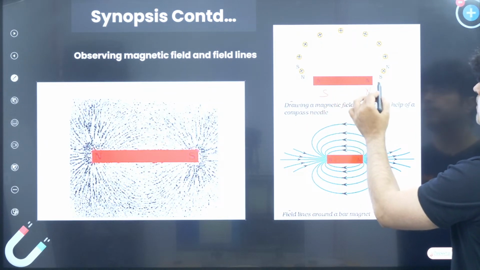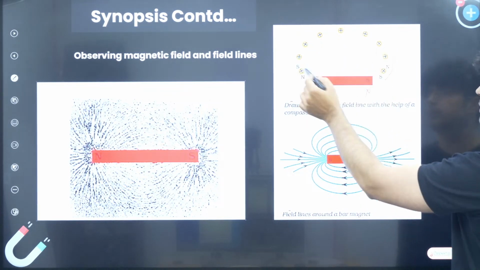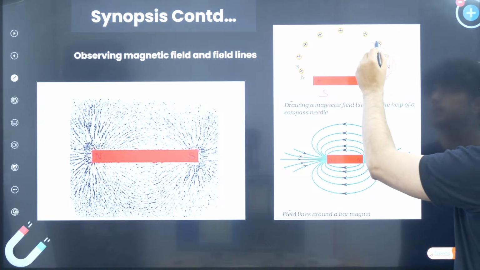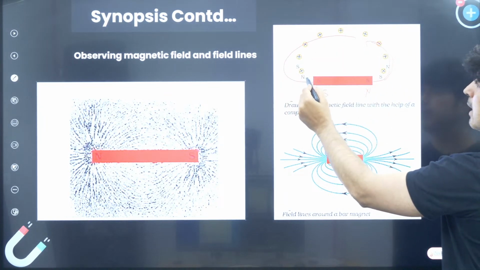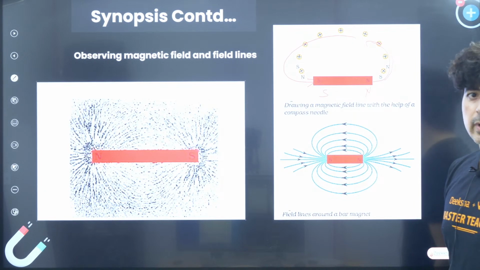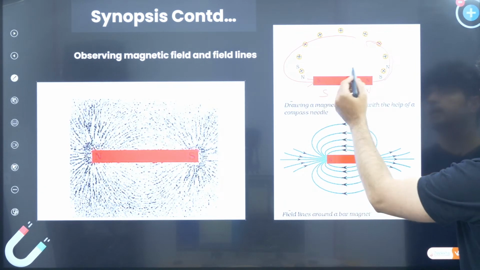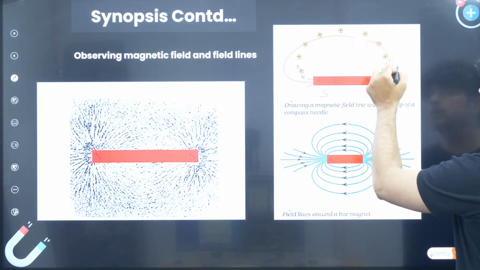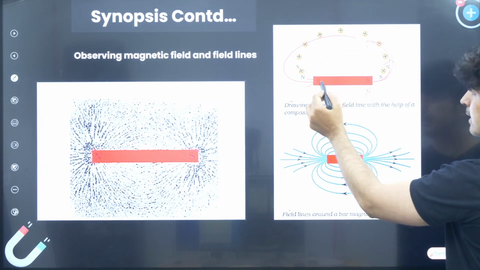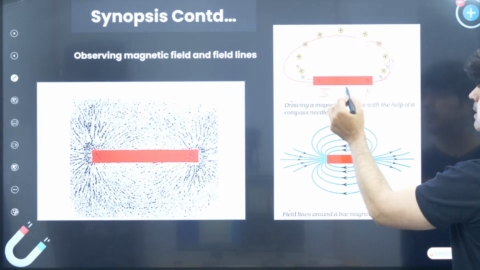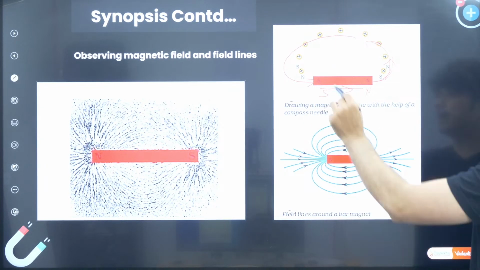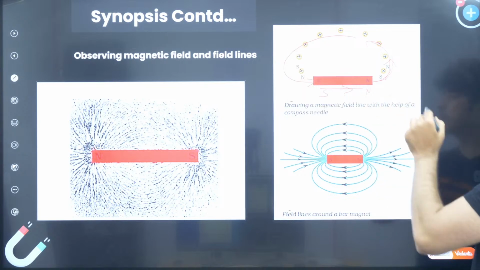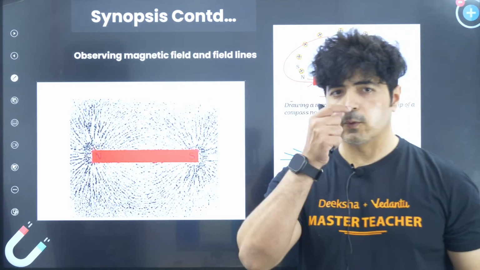As you can see, this is my north pole, this is my south pole. So this is how the magnetic lines of force start. It starts from the north pole, goes up to the south pole, and this is a closed loop. What is the meaning of closed loop? It means that outside it starts from north and goes to south. Inside the bar magnet, it goes from south to north. By doing this, it makes an entire loop. This is what happens over here.